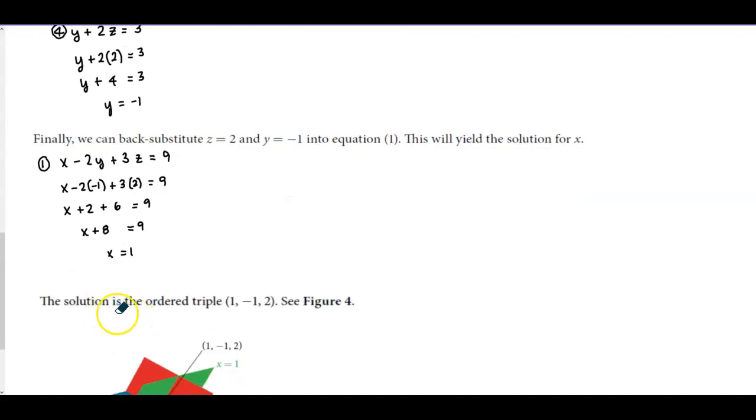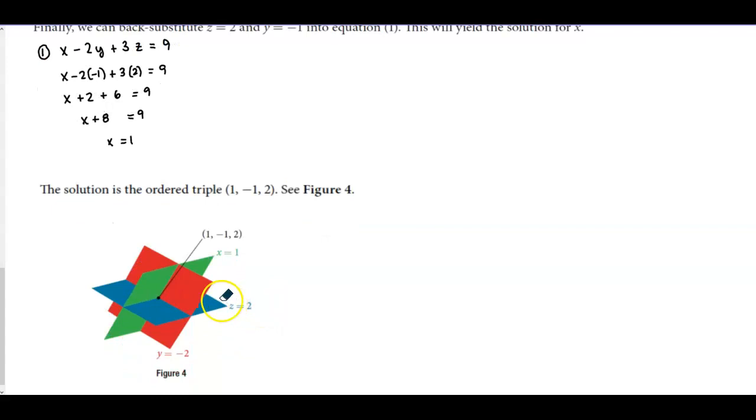So therefore, the solution is the ordered triple, where the value of x is 1, the value of y is negative 1, and the value of z is 2. So that means you'd have three planes that intersect at that point, or the ordered triple.